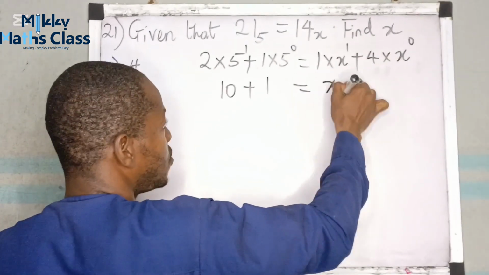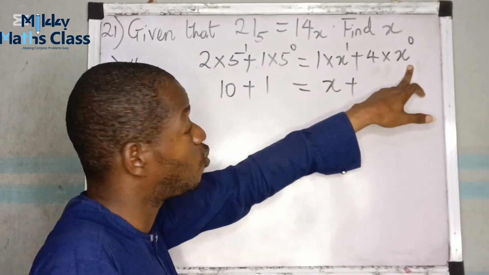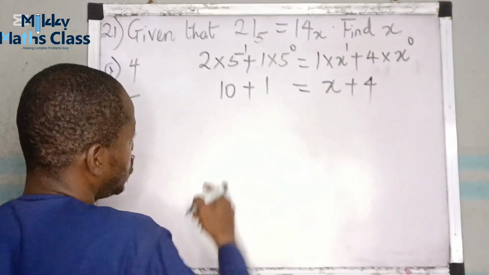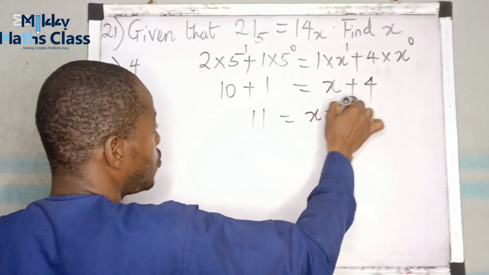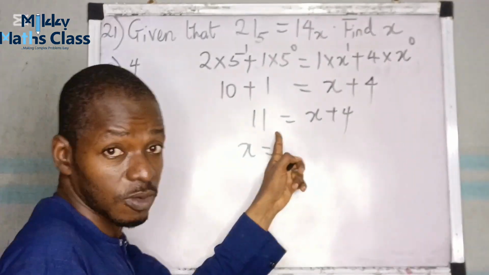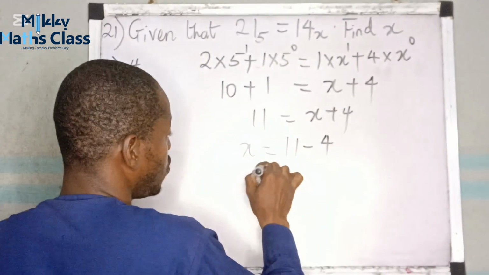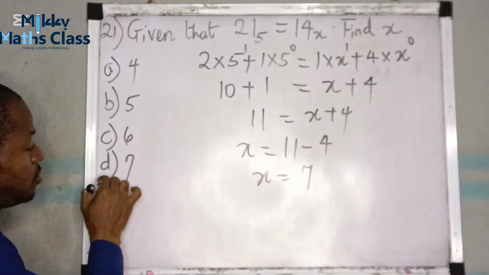x times 1 is x, plus, we go again, anything raised to the power of 0 is 1, and 1 times 4 is 4. So we are pretty much done. 10 plus 1, 11, is equal to x plus 4. So our x will be equal to, take 4 to this side, subtract 4 from both sides. So 11 minus 4, our x is equal to 7. That's option D.